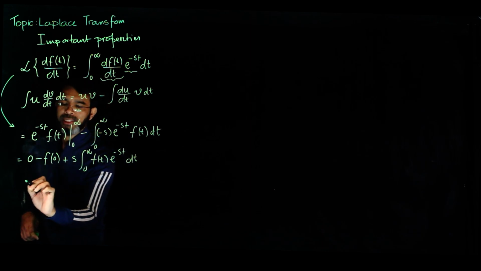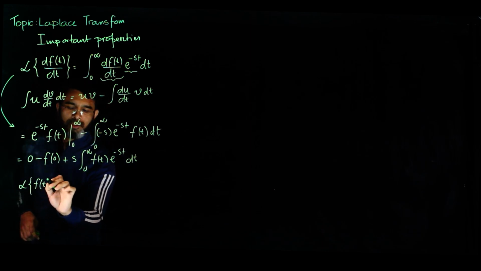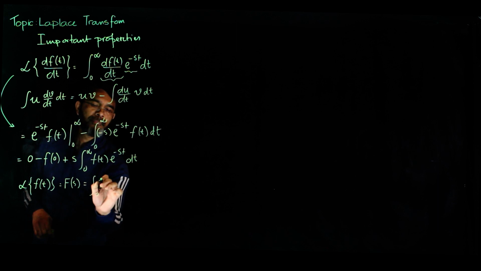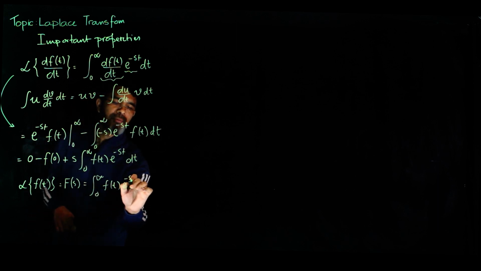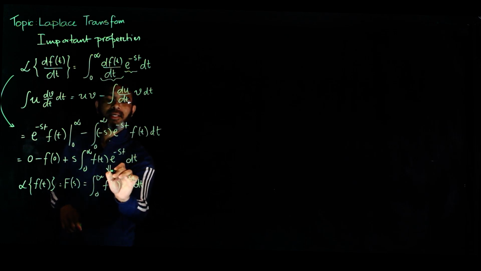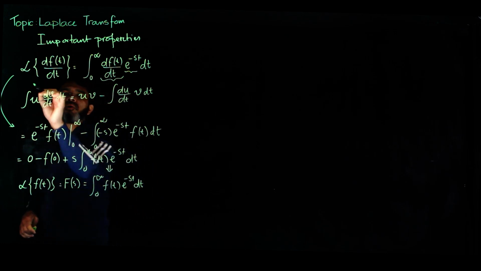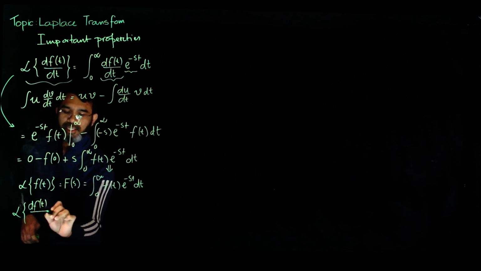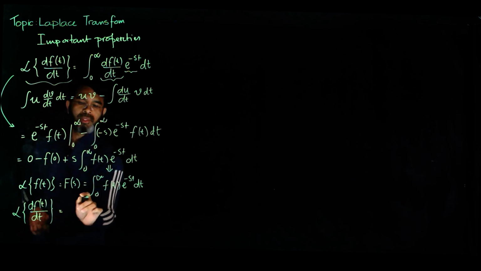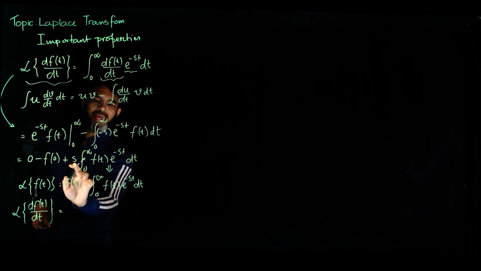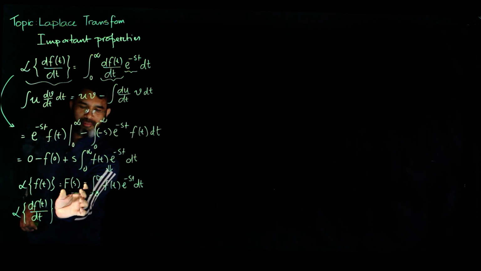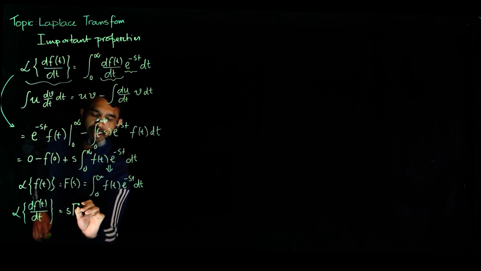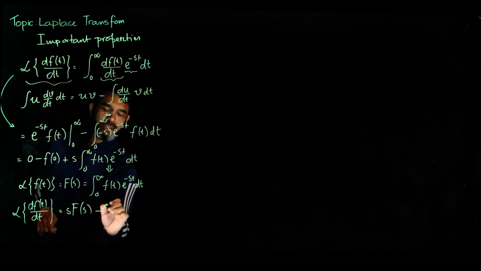Now remember that the Laplace transformation of the original function is written as F(s), which is nothing but simply the integral from 0 to infinity of f(t) e to the power negative st dt, which is exactly this part. So now we get that the Laplace transform of df(t)/dt becomes s, and this entire thing is simply F(s), the Laplace transformation of the original function. It will become sF(s), and this part remains minus f(0).